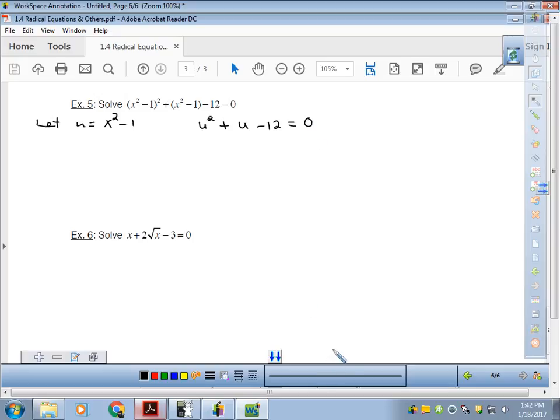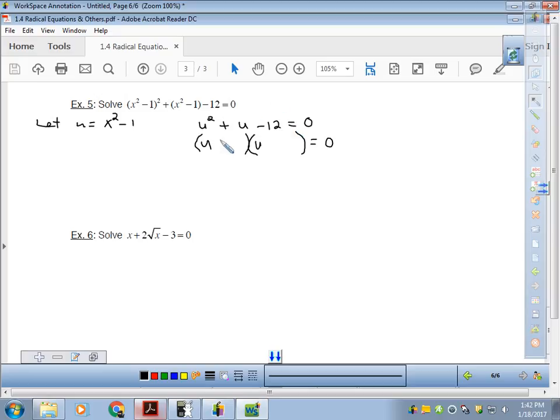At that point, you can now factor. You don't necessarily have to factor. You could use the quadratic formula if you so desired. In order to make the u squared, we would need to have u times u. In order to make the 12 at the end, you have a number of different options. You could do 1 times 12, 2 times 6, or 3 times 4.